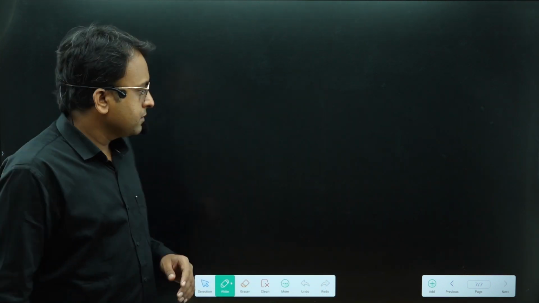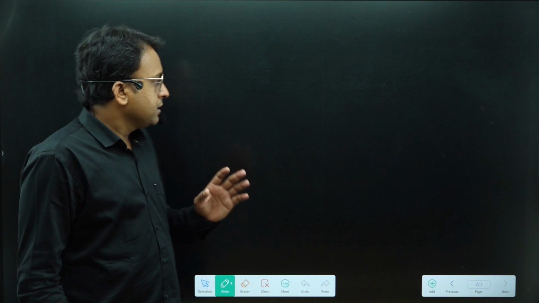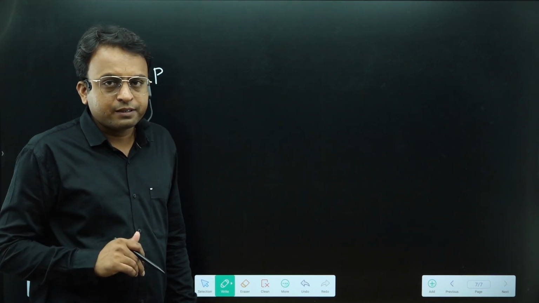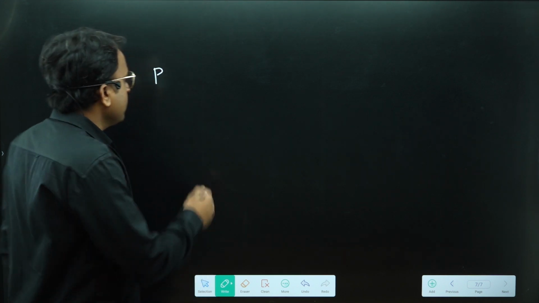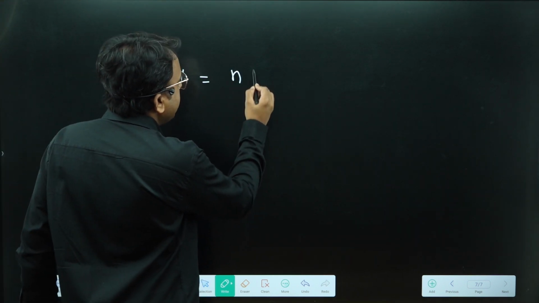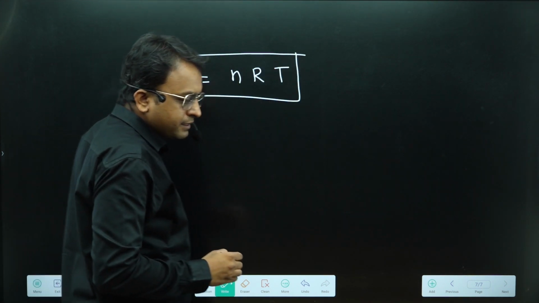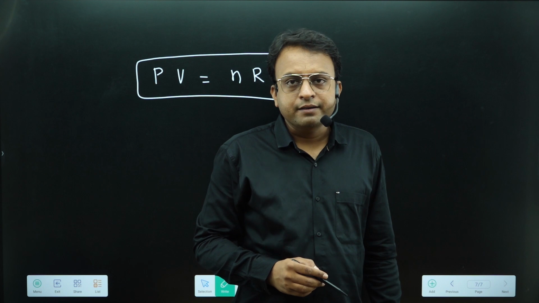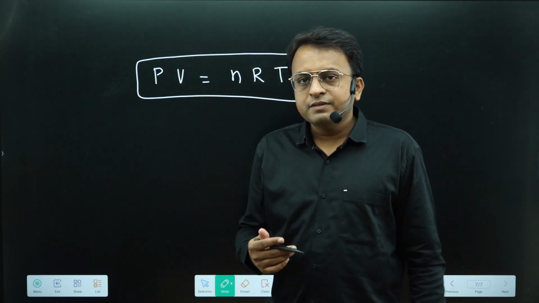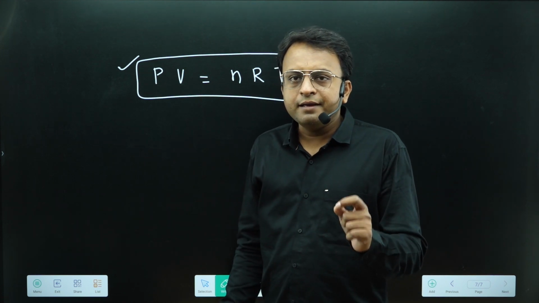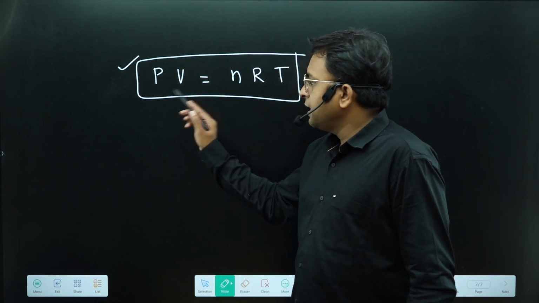We are going to prove this. For proving this, we have to learn one gas equation. PV is equal to nRT. This is the ideal gas equation. You will learn it in chapter 5, states of matter. And gas is one of the states of matter, and this is the gas equation, ideal gas equation. PV is equal to nRT.